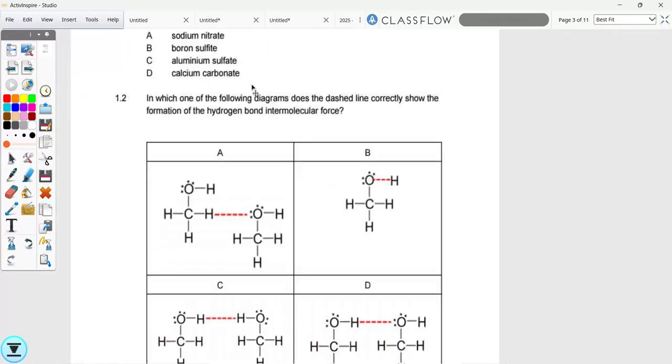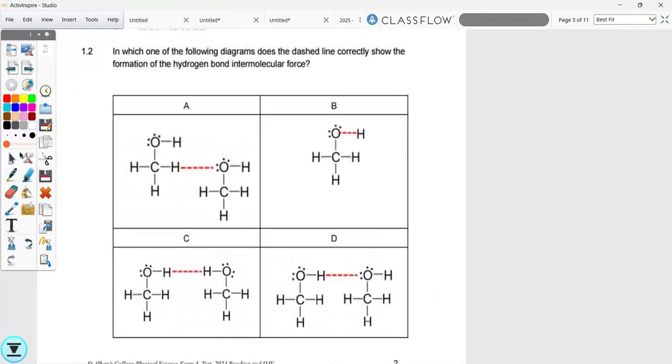All right, for the next question. This is, for some reason, a very important question. This question shows a hydrogen bond. But it's testing that you know what a hydrogen bond is. This is why your definitions are important. Who has learned their definitions yet? What is a hydrogen bond?